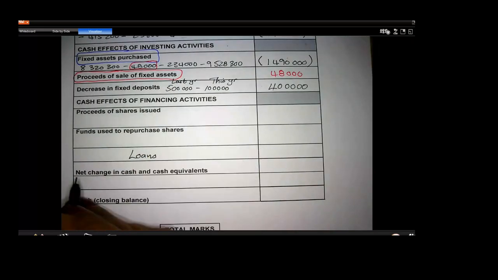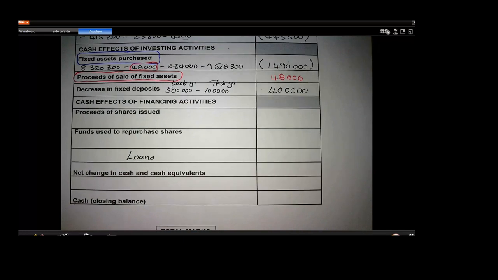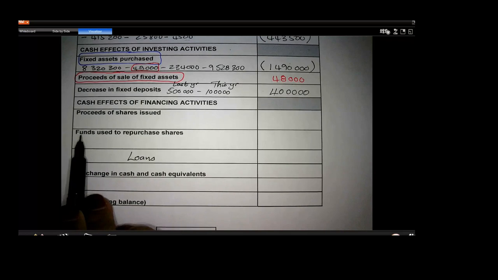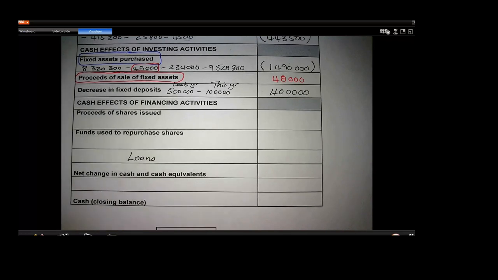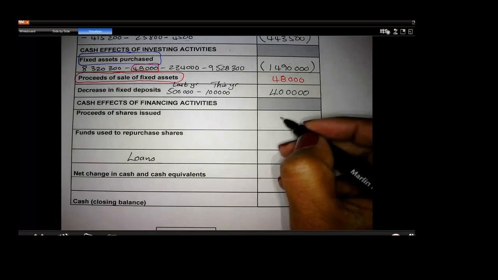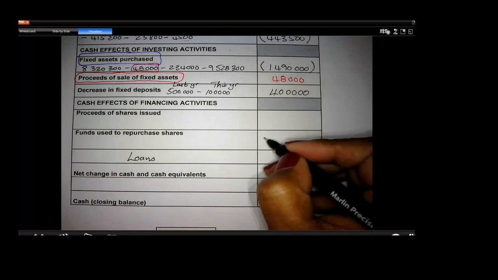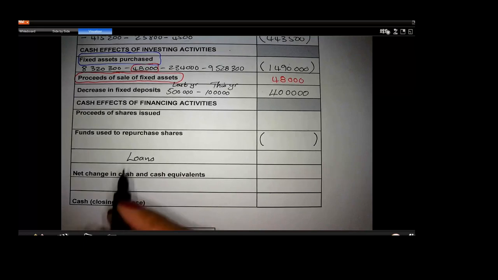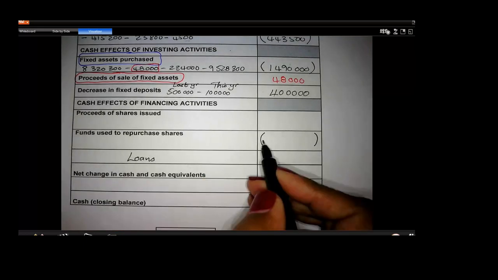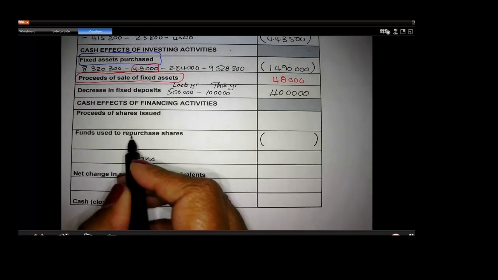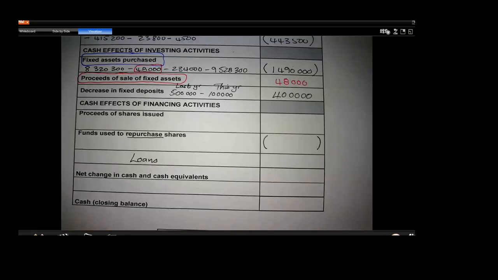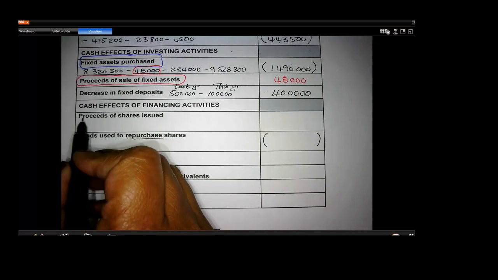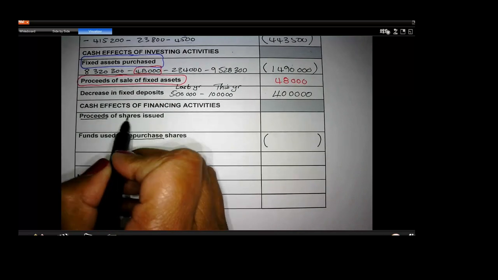Okay, so I don't know what's happening with the loan yet. But I know that it's my proceeds from the issue of shares, my funds used to repurchase shares, and my loans. That is no brackets. That is always in brackets, because I am spending money, an outflow, to repurchase shares. And I am getting in money when I sold my shares.